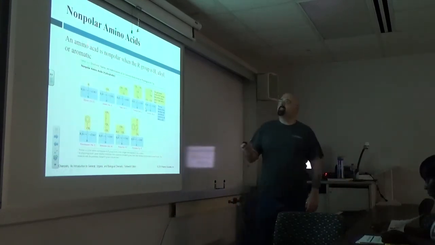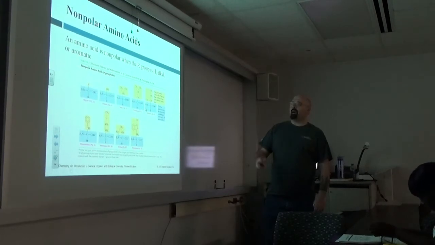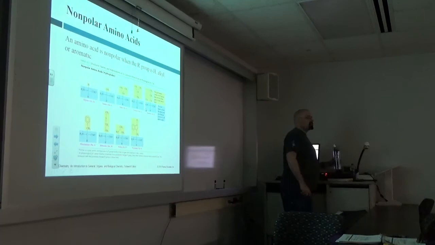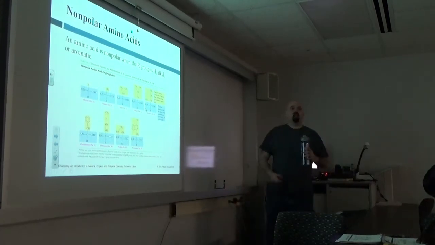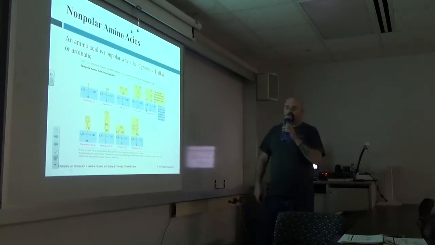An amino acid is nonpolar when the R group is either H, a bunch of alkyl groups, or aromatic groups. Because aromatic groups are made out of benzene, right, or ring structures, and therefore they're going to have a lot of electron density that's not going to get along well with water and therefore will be nonpolar.